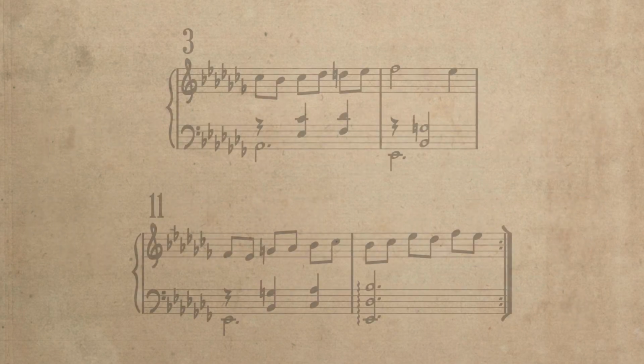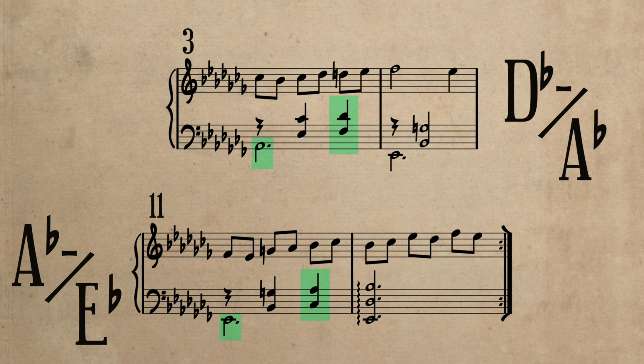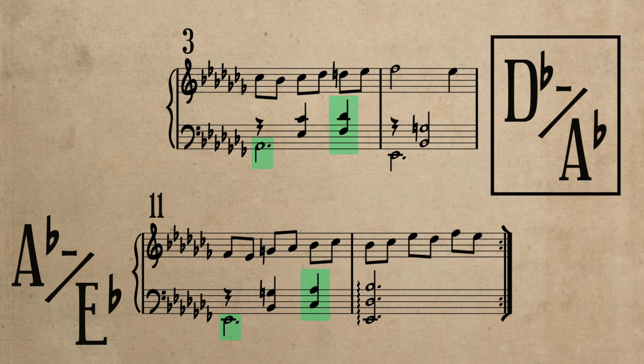It is worth noting that in measures 3 and 11, there is the potential to place additional chord labels. This is because we have the notes that spell out a D-flat minor over A-flat and A-flat minor over E-flat respectively.